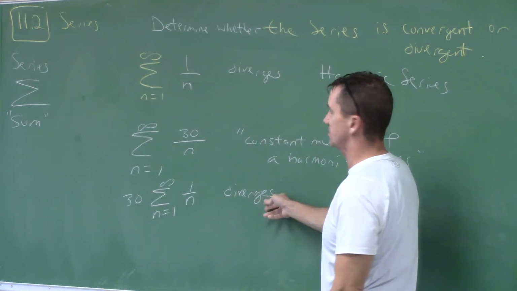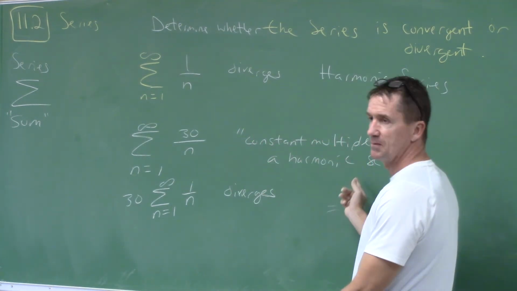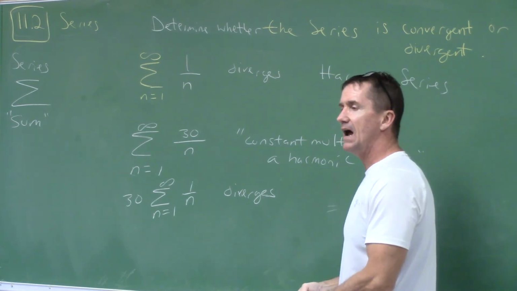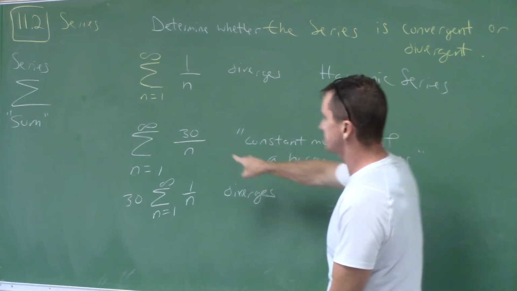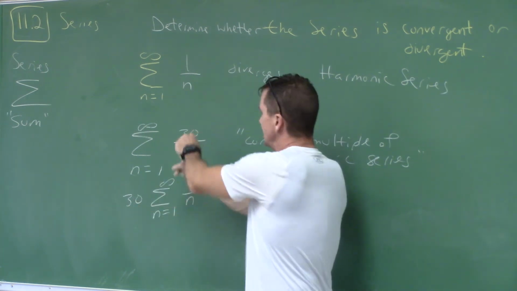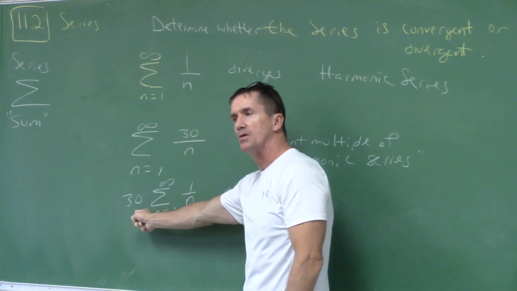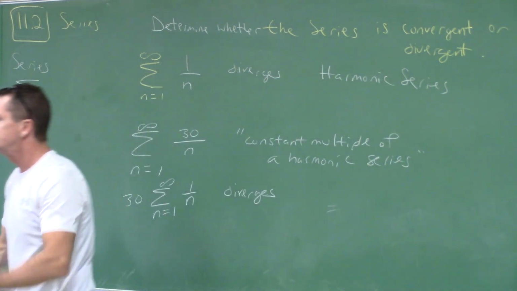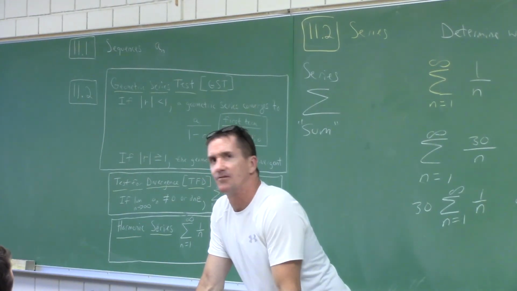It's called a harmonic series, but this is called a constant multiple of a harmonic series. But all we have to do, Connor, on a test is justify this. You would say, that's a harmonic series with a constant multiple of 30. Diverges. Cool?